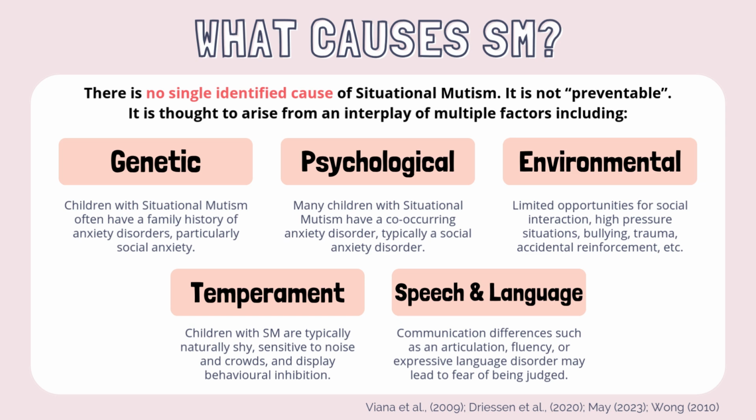Environmentally, there may also be accidental reinforcement. So say, for example, the parent often speaks for the child for efficiency's sake, or a peer continually accepts nonverbal communication as effective. These events can unintentionally reinforce SM behaviors.